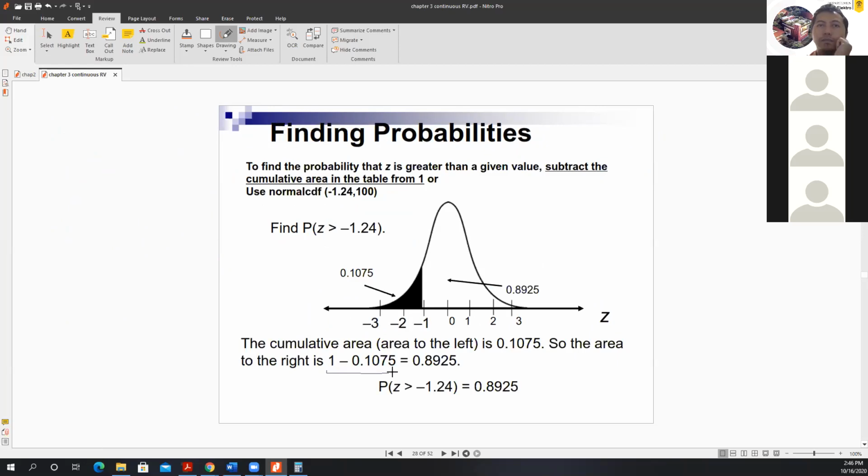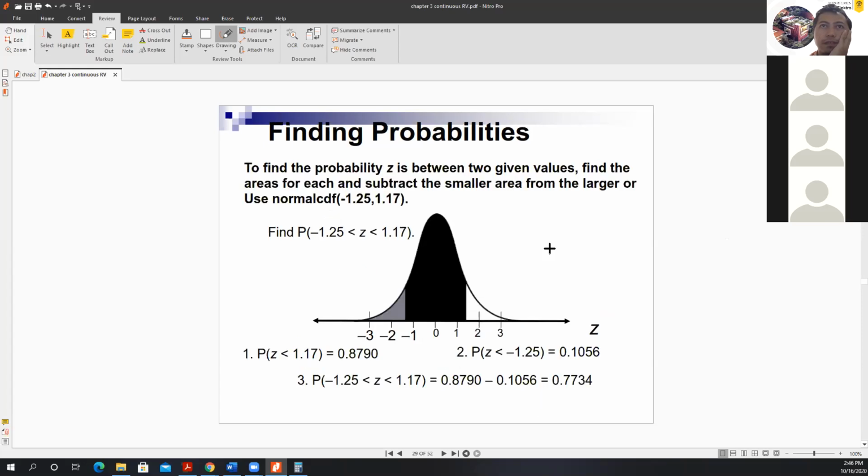This one. Minus, yeah, minus this one. Yeah. You have to be careful to see these notations. Okay.